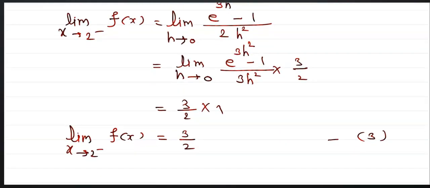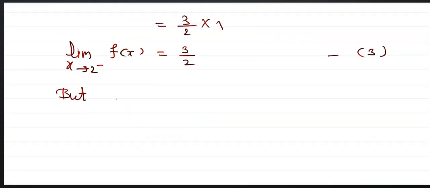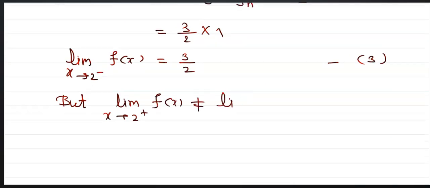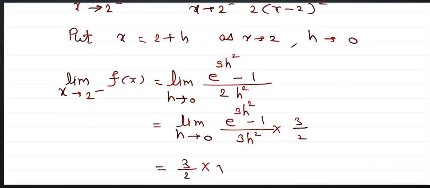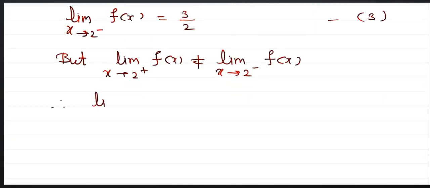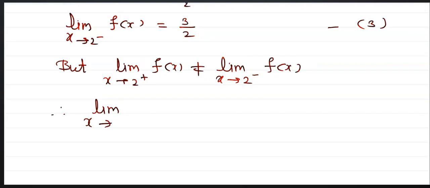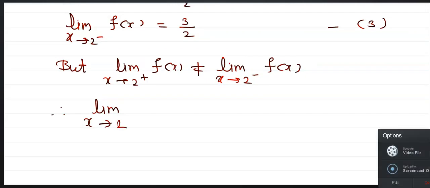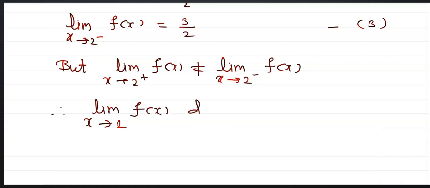And what is the value of the function? The value of the function given is... The left limit is not equals to the right limit. Therefore, limit x tends to 2 f of x does not exist.